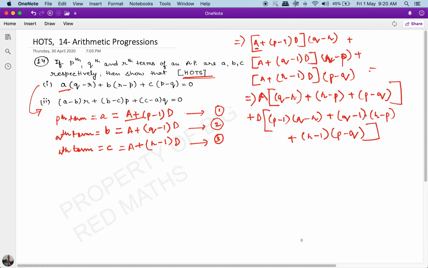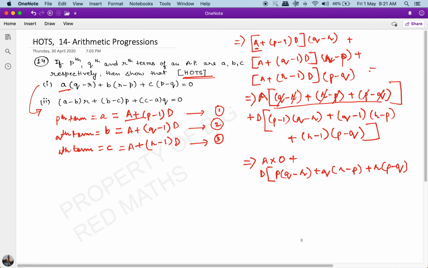Okay. Now if you look carefully in this, minus Q gets cancelled with plus Q, the plus P gets cancelled with minus P, and the R gets cancelled with minus R. So this whole thing becomes 0. So A is now multiplied with 0. So this entire part becomes 0. And let's see what happens to D here. Okay. So this becomes A multiplied with 0 plus, what is the value of D? D is multiplied with, if I open the bracket, I get P multiplied with Q minus R plus Q multiplied with R minus P plus R multiplied with P minus Q.